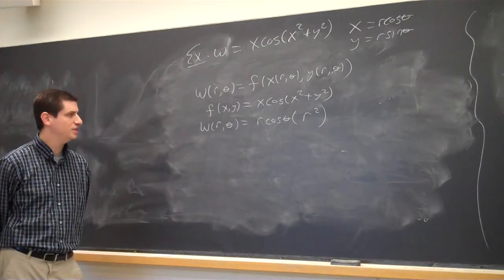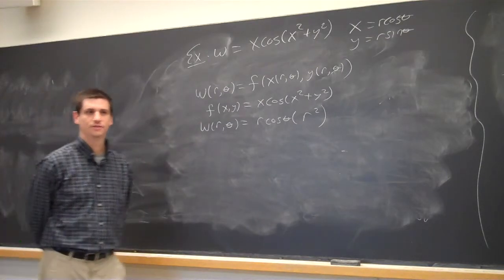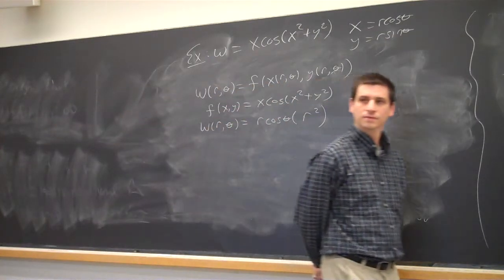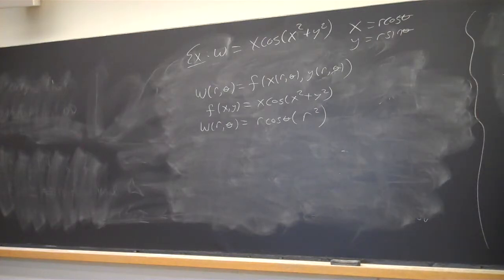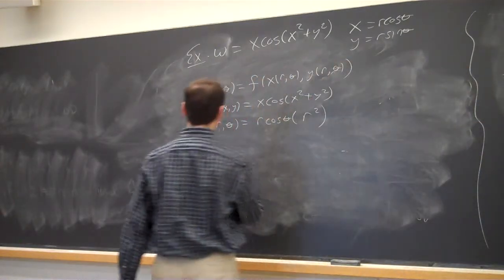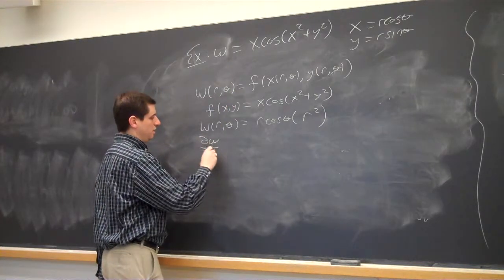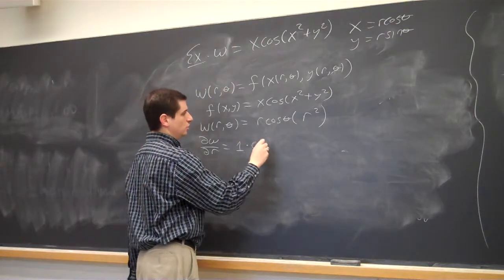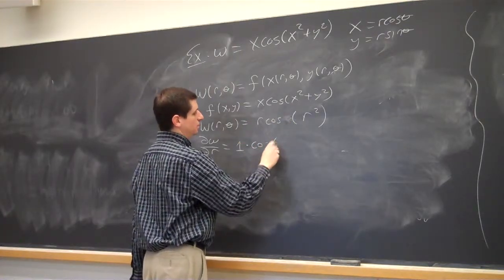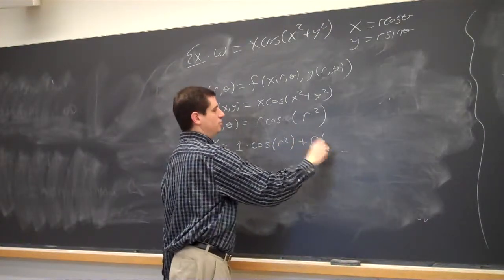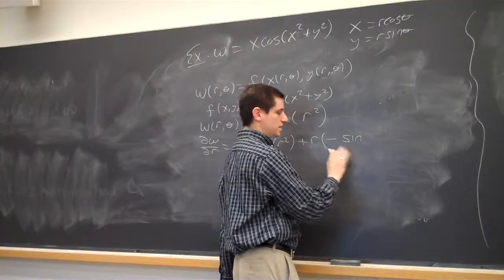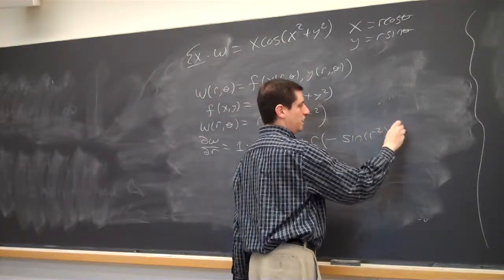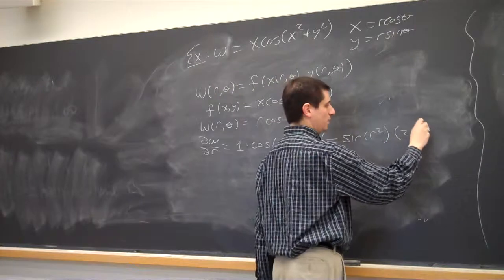Do we need to use the chain rule? If I want to calculate dw dr, do I need to use the chain rule? Can you find dw dr without the chain rule? Yeah, just take the derivative. So dw dr would just be, okay, first take the derivative of r, so I get 1 times cosine of r squared, plus r, and the derivative of cosine is minus sine of r squared, and then the derivative of r squared is 2r.